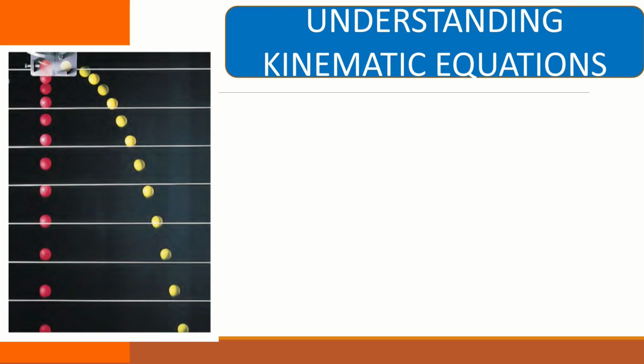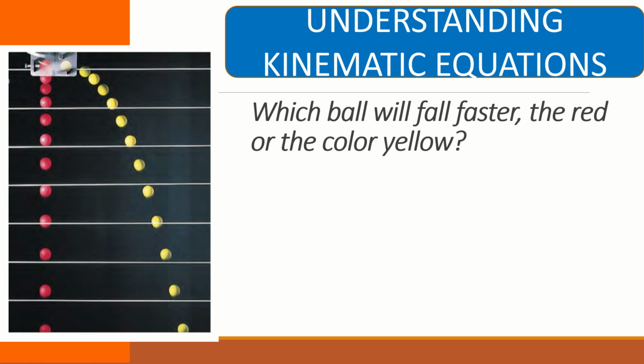So, understanding the kinematic equations, take a look at the two objects there. You have the yellow ball and the red ball. The question now is, which ball will fall faster, the red or the yellow one? Feel free to pause this video and take some time to think about your answer. So the answer for this question definitely is, they will be falling at the same rate. According to Galileo, they will be falling at the same rate.